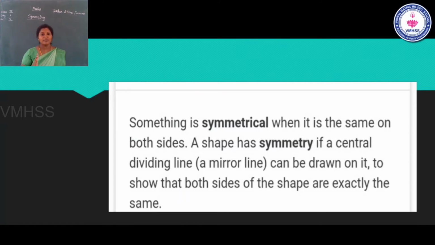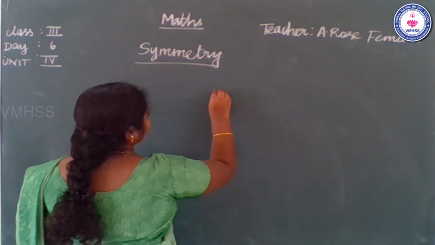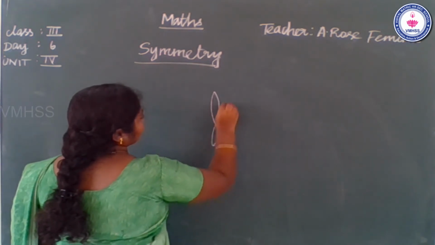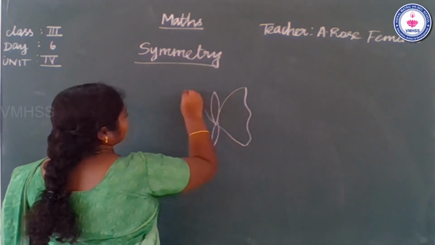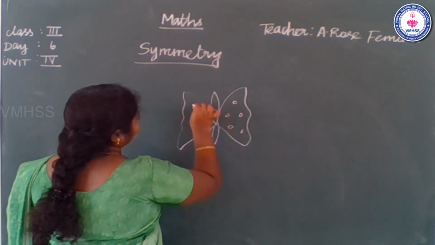So, what is meant by symmetry? Something is symmetrical when it is the same on both sides. A shape has symmetry if there is a central line. For example, see the board. I draw one butterfly. So this is one butterfly.